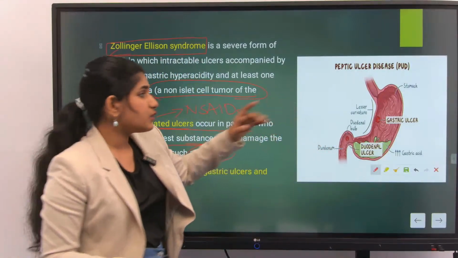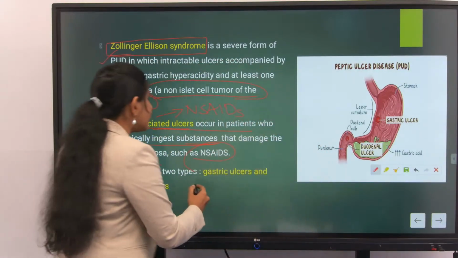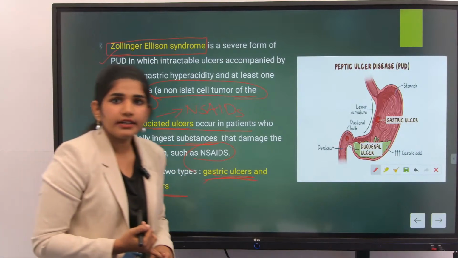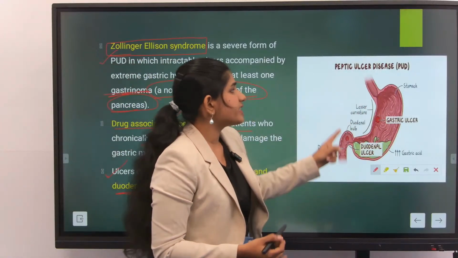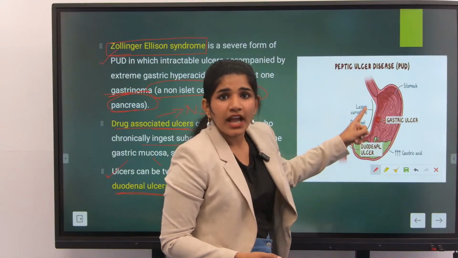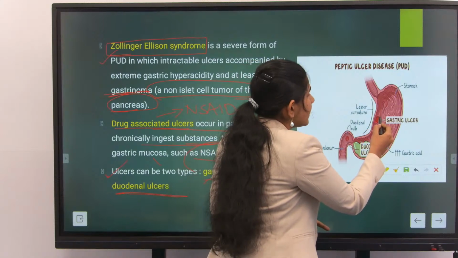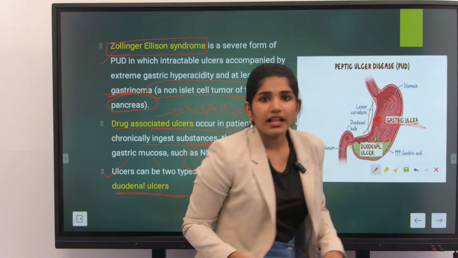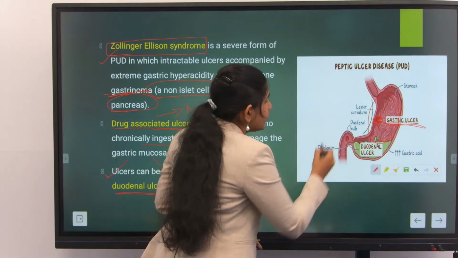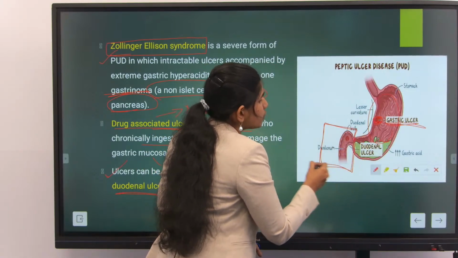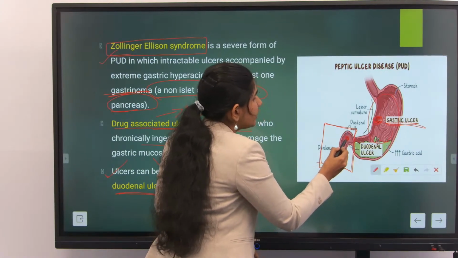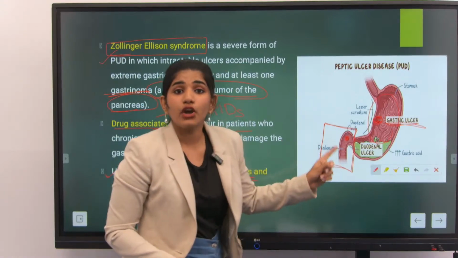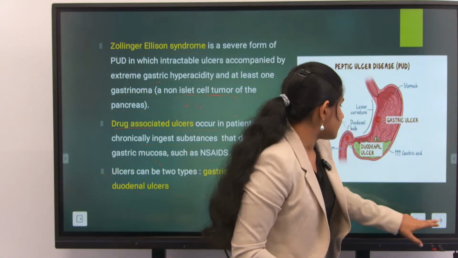When we come to ulcers, there are two types: duodenal ulcers and gastric ulcers. From the figure, we can see this is a stomach. When the lesions, the open sores, are present in the gastric area, that is a gastric ulcer. Here we can see the small intestine, the duodenum portion. Can you see the sores here? When the sores are in the upper portion of the small intestine, the duodenum, that is known as a duodenal ulcer.